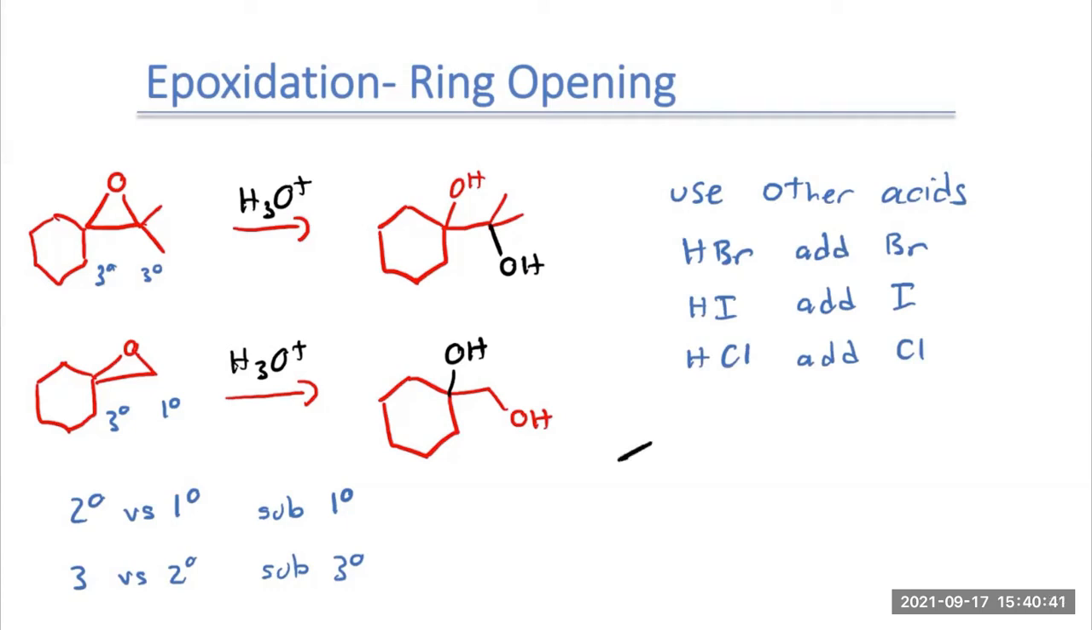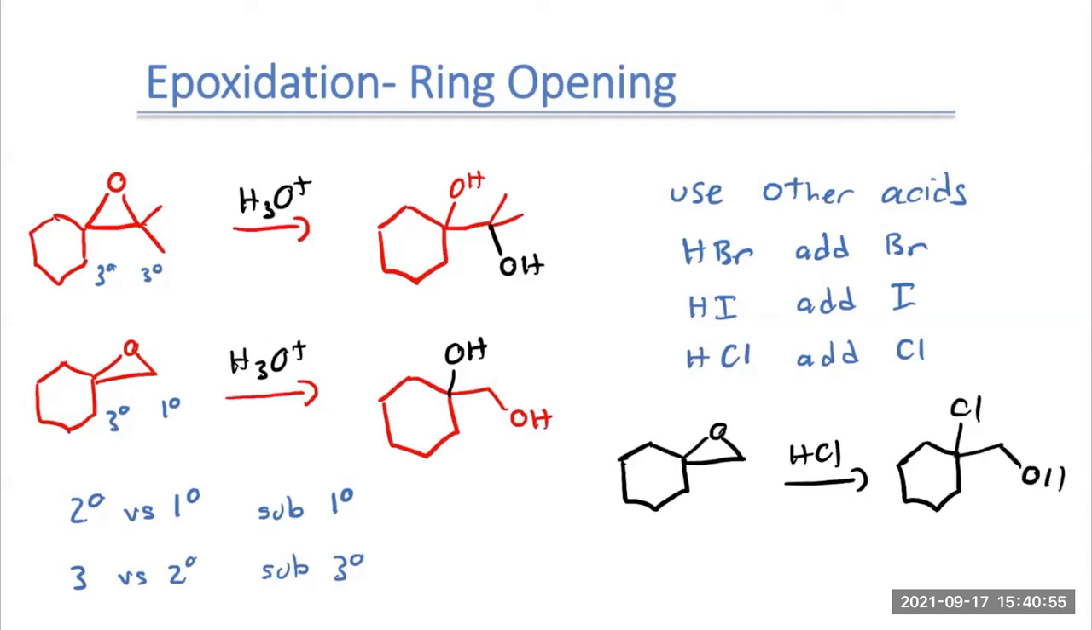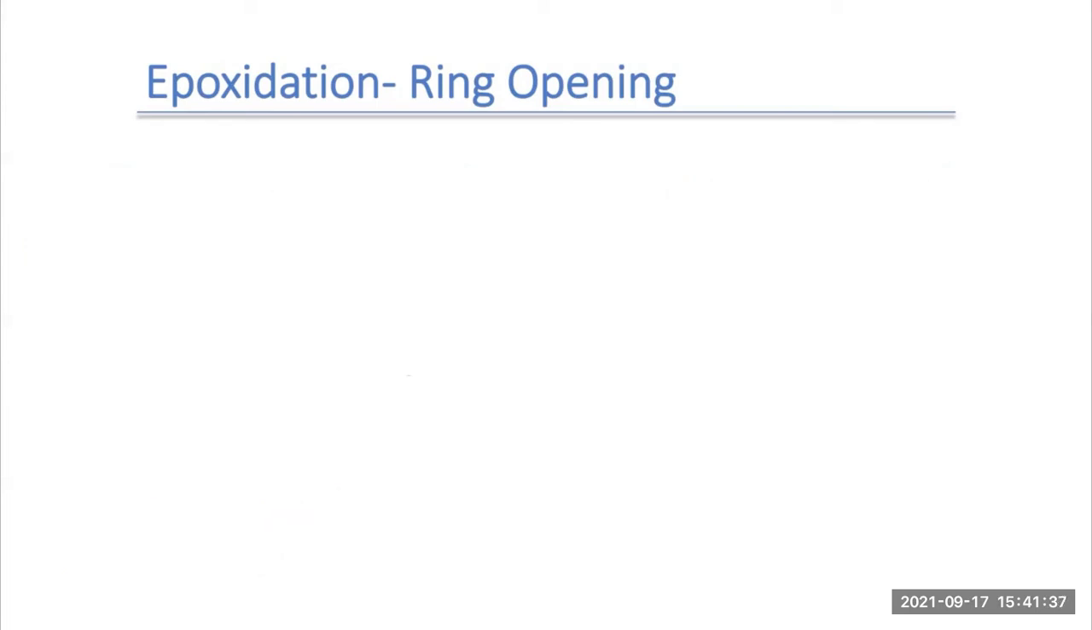So if I take that second one, and I used HCl, now what'll happen is that chlorine goes on the more substituted side, and the alcohol is on the less substituted side. So this is one way we can open epoxides is to use acids. The second way we can open epoxides is to use a base. So these are going to be our base catalyzed openings.